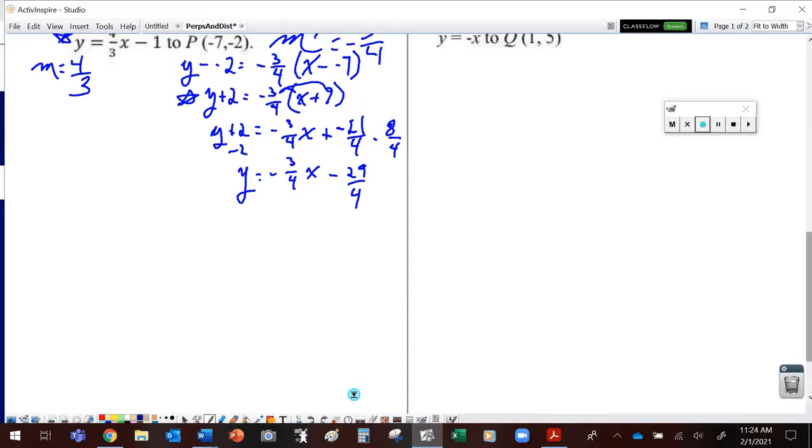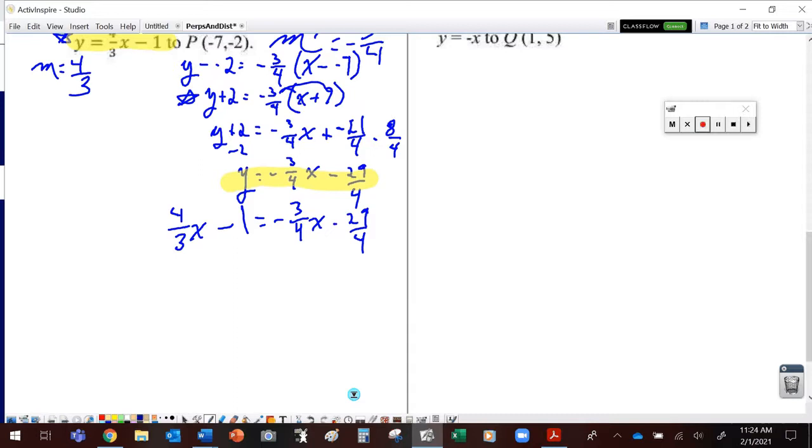Now let's look at this. I have a system of equations where y equals 4/3 x minus 1 and y equals negative 3/4 x minus 29/4. There are a couple of different ways that I can solve this system. What I'm going to do is solve using substitution. These are both equal to y, so I'm going to set the other halves of these equations equal to each other. So we've got 4/3 x minus 1 equals negative 3/4 x minus 29/4.